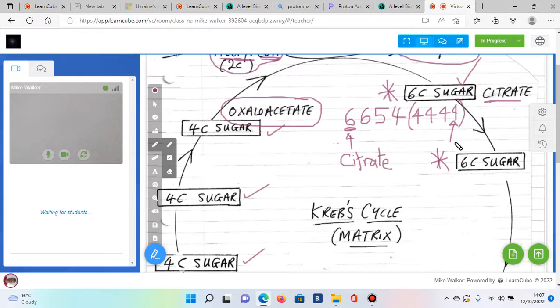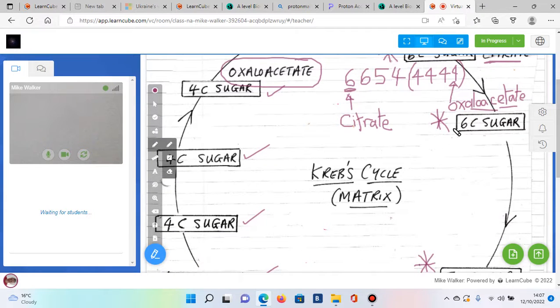That's going to be the oxaloacetate, and then you can actually see the cycle formed. Oxaloacetate. Now then, we can start adding muscle to the skeleton, muscle to the bones. Start with that second 6-carbon sugar.